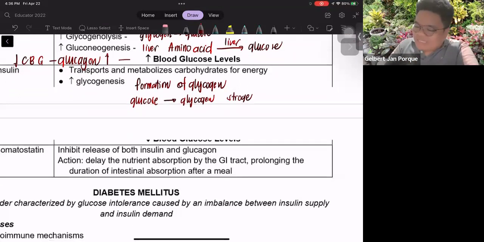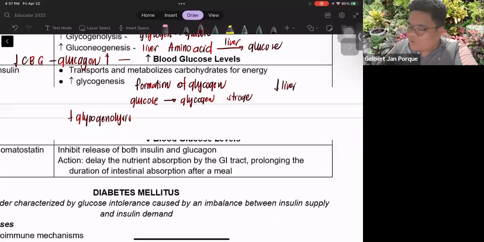It also, class, decreases your glycogenolysis. In other words, it decreases the breakdown. Hindi niya, class, gusto nga ang imo nga glycogen mahimo nga glucose. Pagkatapos, it would also signal the liver to decrease the glucose production.